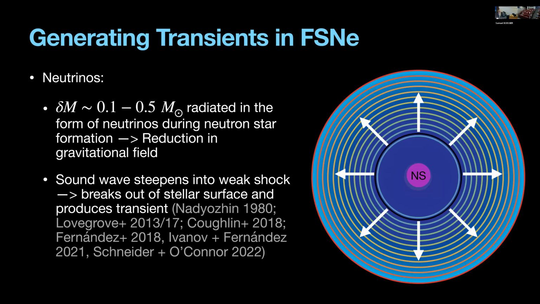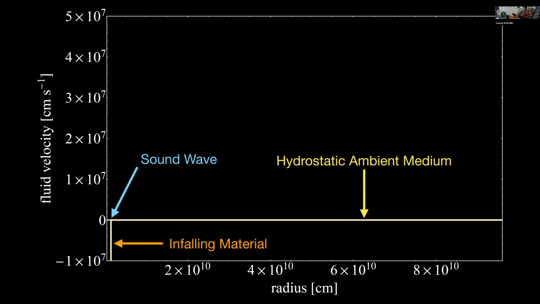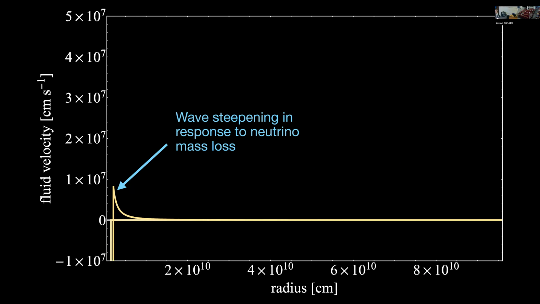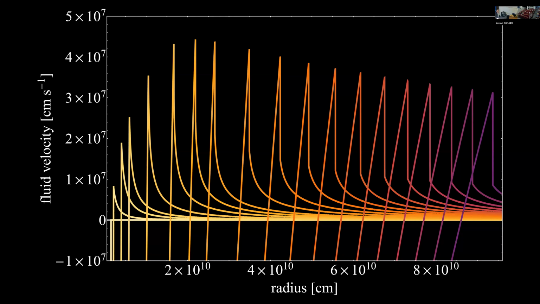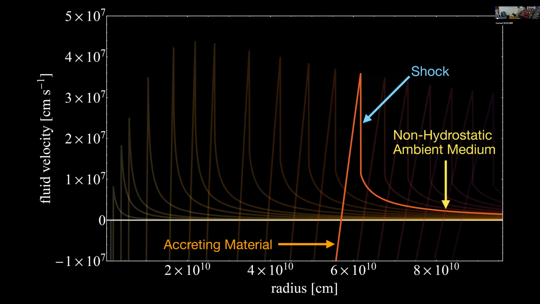And so now, all of a sudden, I have this velocity boost, which causes the sound wave to steepen into a shock, and a weak shock at that. Just to give you a better picture of this, this is the velocity profile. Initially, you have a sound wave moving out into a hydrostatic medium, and then I have some mass loss, my wave steepens, and it continually steepens. And then over time, you form the shock. And you get this really dynamic picture. So you have a weak shock wave, you have some non-hydrostatic ambient medium that responds to the mass loss, and then you also have accreting material in the interior onto the black hole.